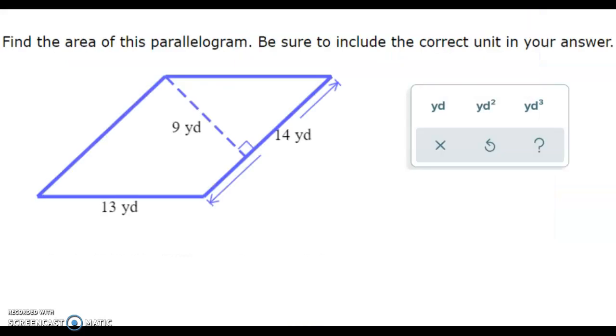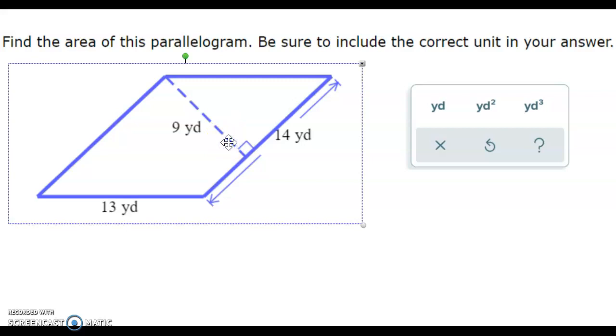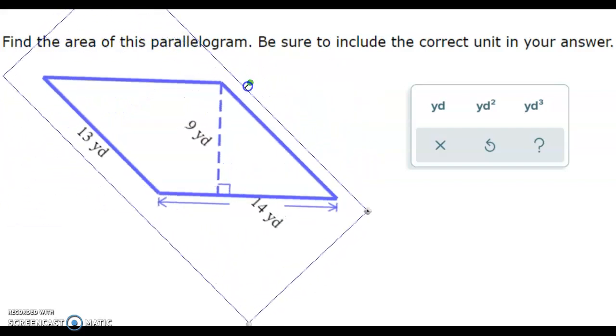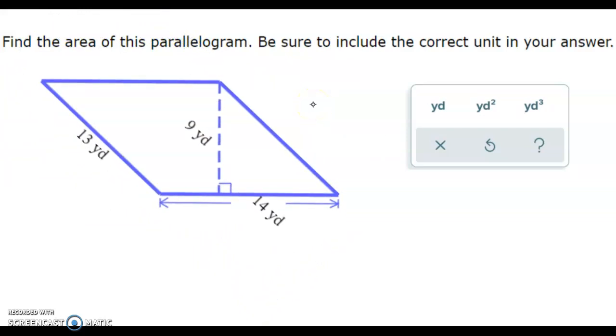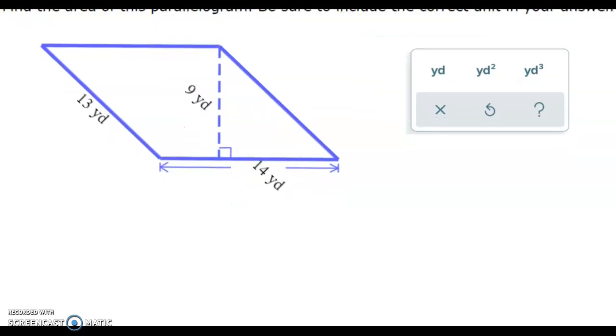So one quick example here, and this image depends on how you're going to look at it. We might want to say, well, it's sitting on 13. 13 looks like the base. I don't know what that height is. Well, again, with a parallelogram, it doesn't matter. They're giving you the height off of that side length of 14. So we can just turn that around. Consider 14 your base. 9 would be your height coming off of it.